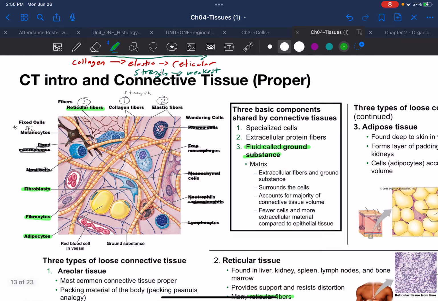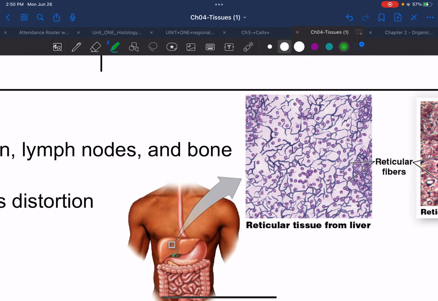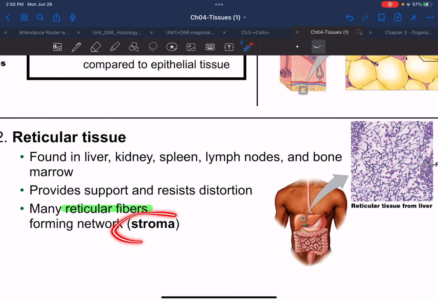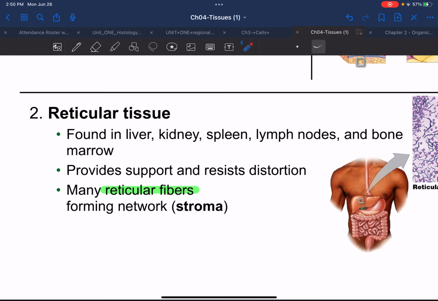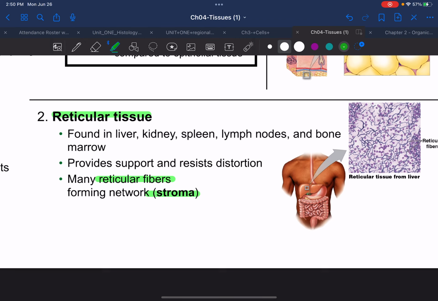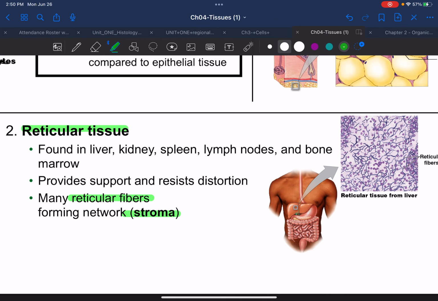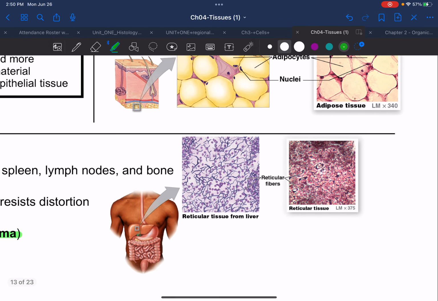And that net becomes very useful in places where we need a lot of movement. And whenever we see a network, it's called a stroma. So we see it in the liver, the kidney, the spleen. And so for all of you, all you've got to know is the name, reticular fibers, and the name, stroma, which means network. That's all. Made of reticular fibers. A stroma is just the name of that network, of that net.